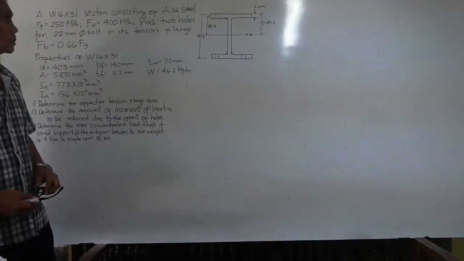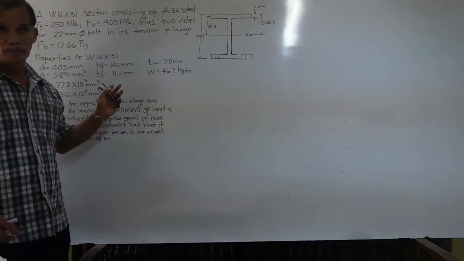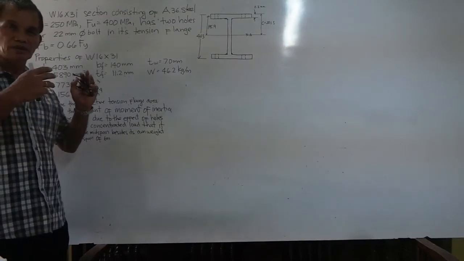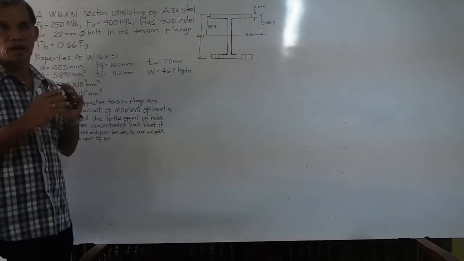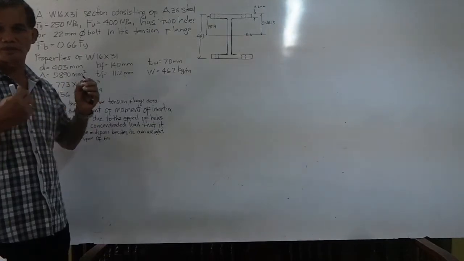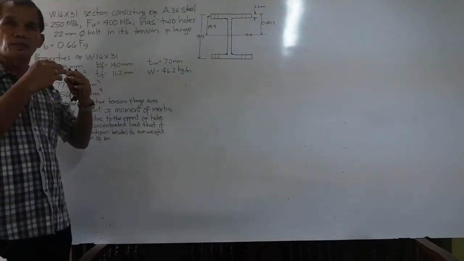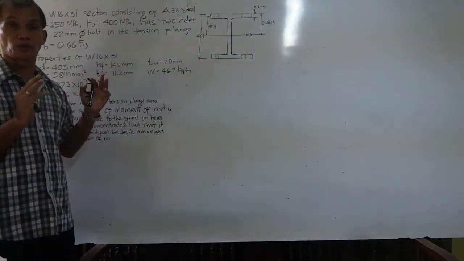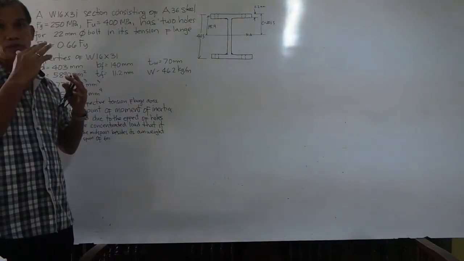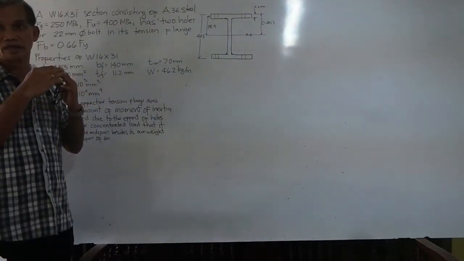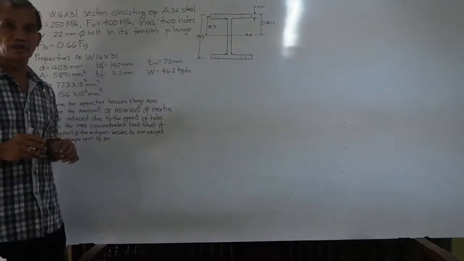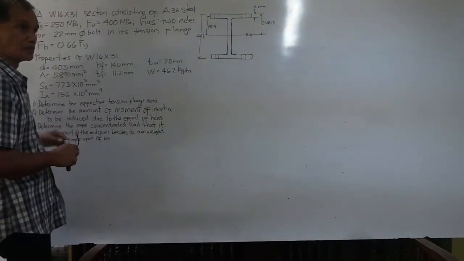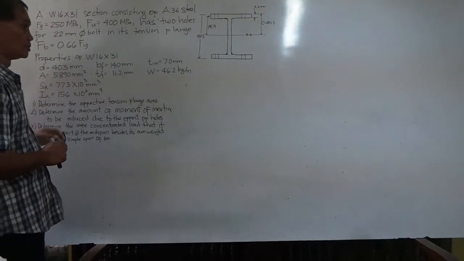Another problem about a beam. This is a beam subjected to tension. We know that if a beam will bend, one portion will become tension and the other part will be in compression. For example, if it is a simply supported beam, the upper portion of the beam is in compression, while the lower portion is in tension. So we have here an example of a certain beam subjected to tension and compression.